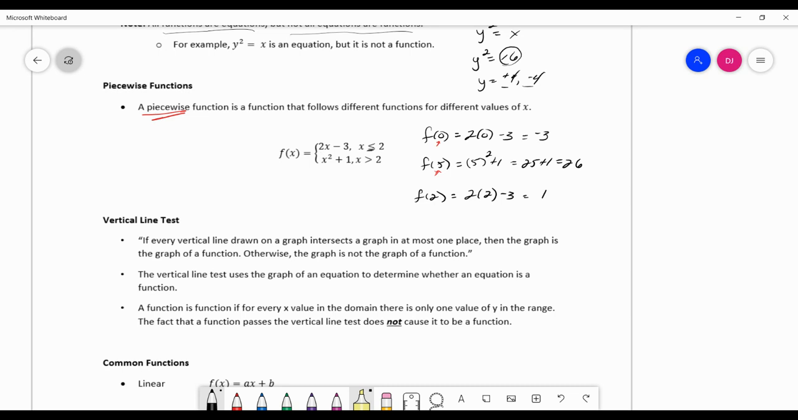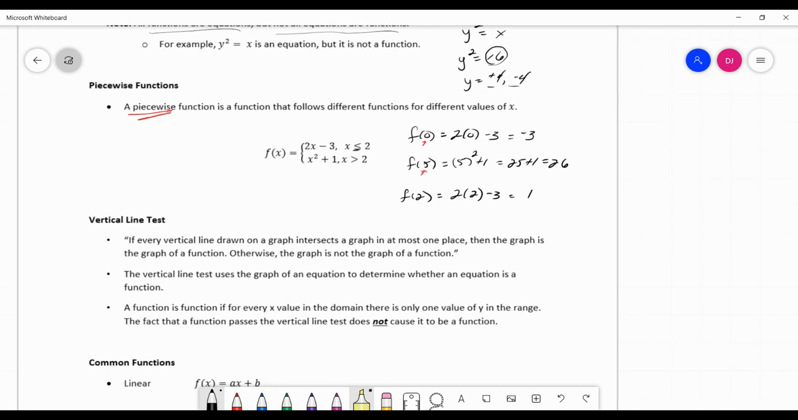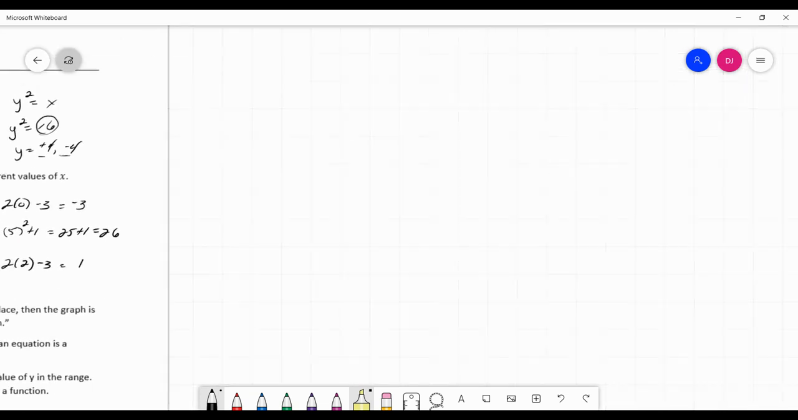Okay. Vertical line test is something a lot of students have seen. If every vertical line drawn on a graph intersects a graph in at most one place, then the graph is the graph of a function. Otherwise, the graph is not the graph of a function. Now, this is a lot easier for me to do if I'm standing at a board, at a whiteboard, right?